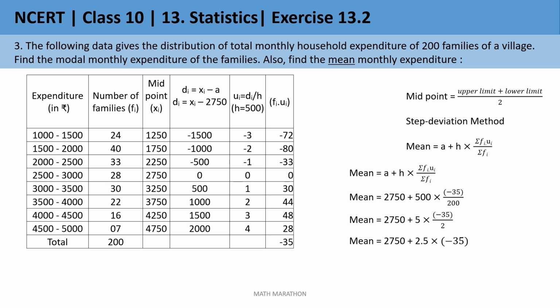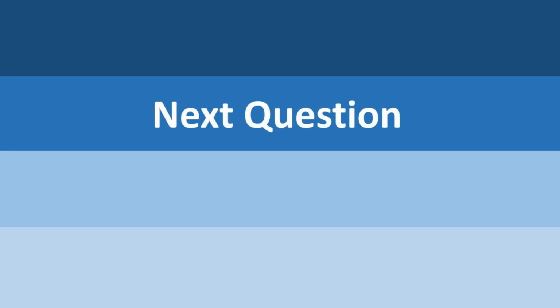Mean is equal to 2750 plus 2.5 multiplied by minus 35. Mean is equal to 2750 minus 87.5. Mean is equal to 2662.5 rupees. Let us see next question.